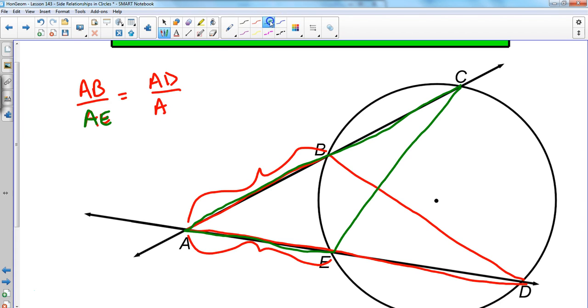So when we multiply this out, we end up with AB times AC. There's your first cross multiplication, and that is again part times whole.